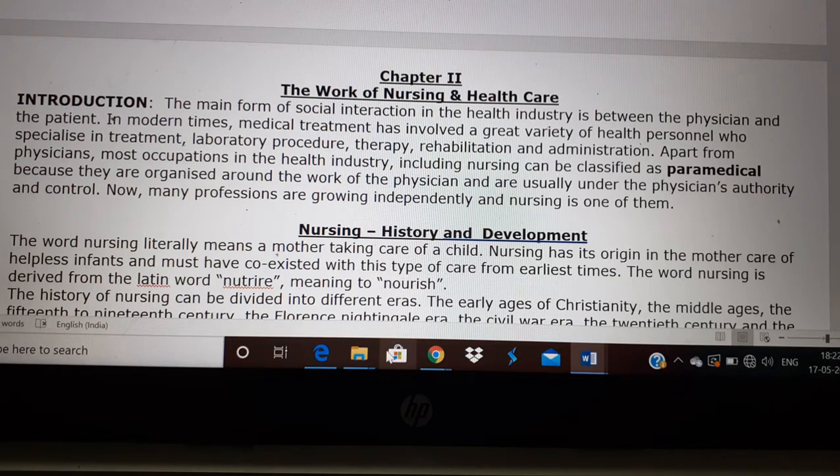It is not a child who is 15 years old or 20 years old or 10 years old, but a helpless infant, a very small child. That child is not able to take care of himself, and only the mother is able to take care of that kind of child. The word nursing is derived from the Latin word nutriere, which means to nourish. Okay, nourish means giving food. So that is how the word nursing came into being.